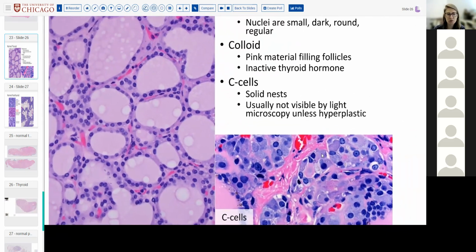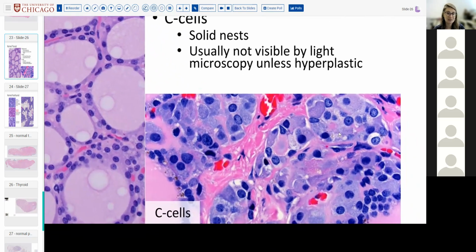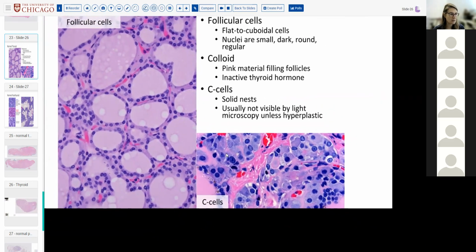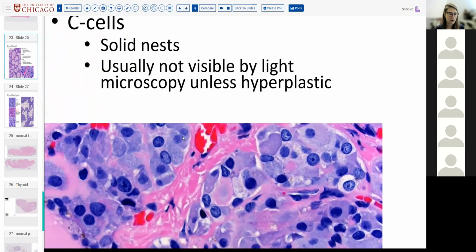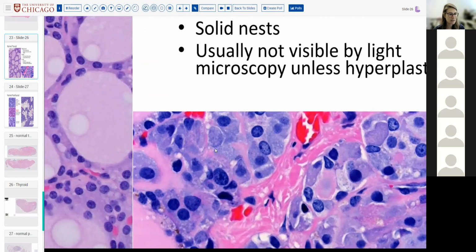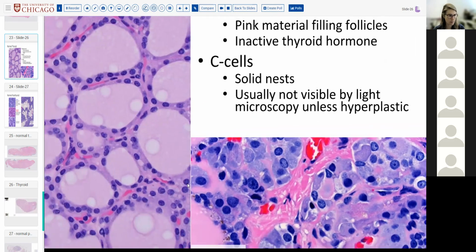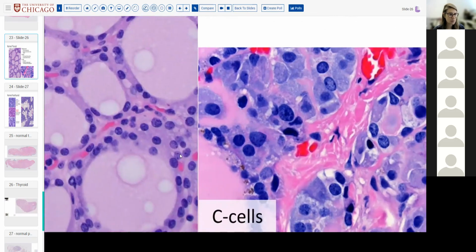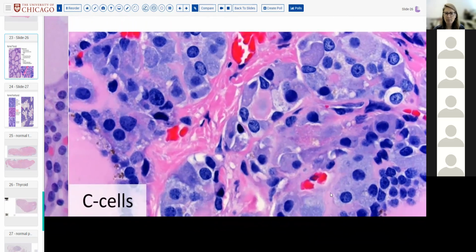All right, C cells generally are not visible on regular light microscopy unless they're hyperplastic. So if you start to see what look like C cells in the thyroid, chances are this is an example of C cell hyperplasia. C cells can reside within or between follicles. These are clusters of cells that have this very purplish granular cytoplasm and ovoid nuclei, sometimes with speckled or salt and peppery chromatin. The major difference you'll see between the follicular cells and the C cells is this abundant, granular, pale bluish cytoplasm.